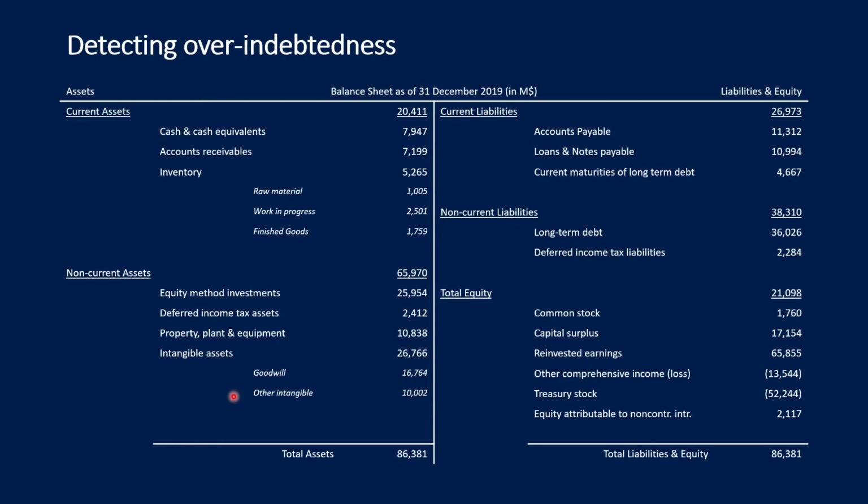To detect the over-indebtedness of a company, of course, we need to take a look at the debt. So, what is the debt of a company? The debt of a company, of course, is long-term debt, but also deferred income tax liabilities, and, if we define it like that, also all the current liabilities. So here we see current and non-current liabilities. So this can be defined as debt.